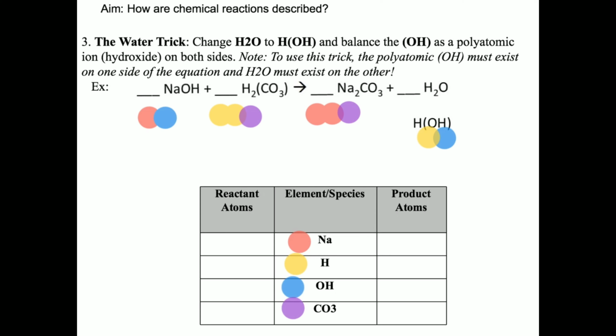So again, it's important that we not only make pictures, but we count up our elements on our chart. So as written, you can see that our imbalance lies between the sodiums and the hydrogens. So to balance the sodiums, I'm going to add a coefficient of 2 to the reactant side.